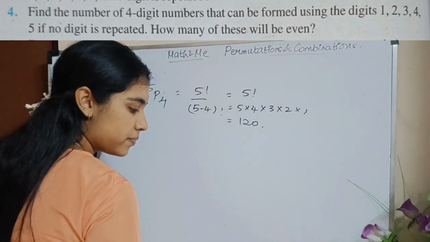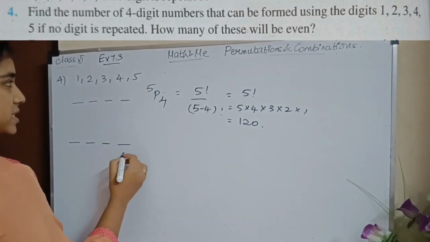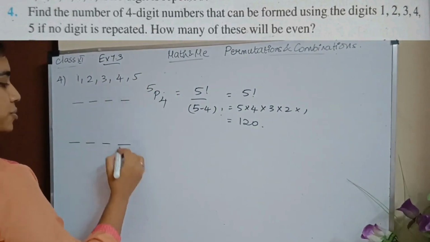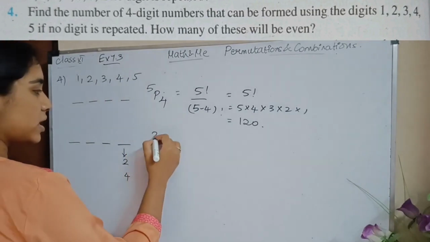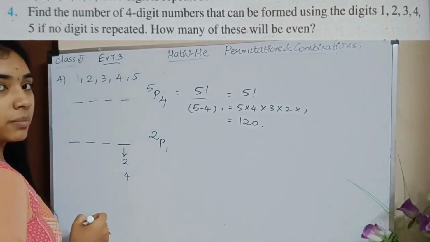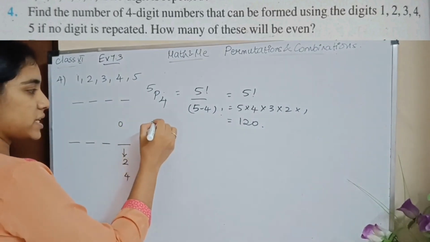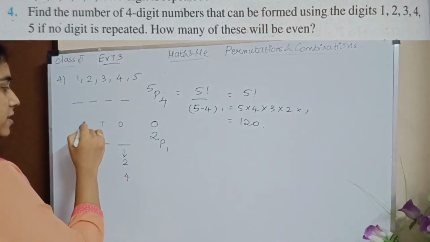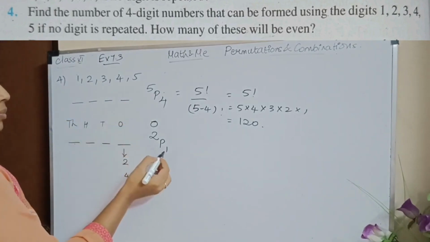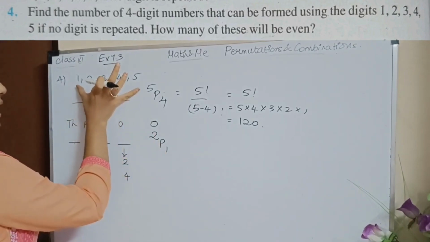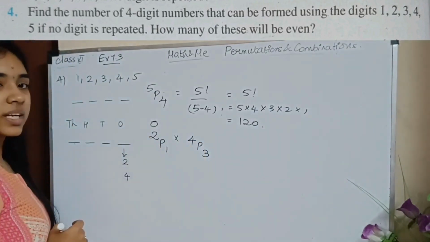But they are asking for how many of these will be even. For even, I have 4 places, and in the ones place I have 2 options, 2 and 4. So I have to choose 1 number from the two options. That will be the ones place. Then for the tens, hundreds and thousands, I need 3 digits out of 5 minus 1, which is 4. So I need to choose 3 numbers from the 4 that are remaining.